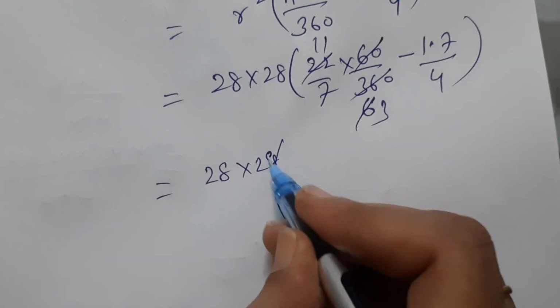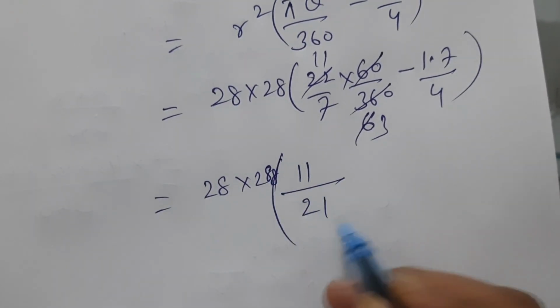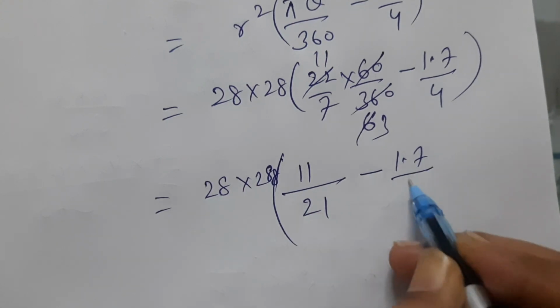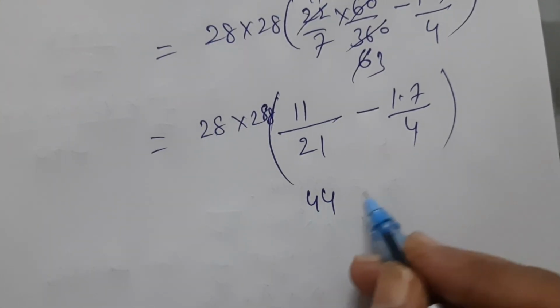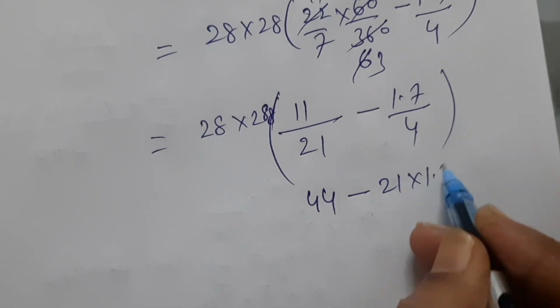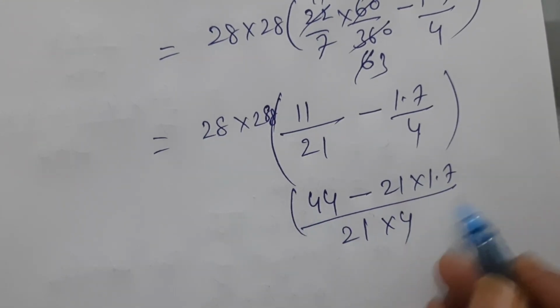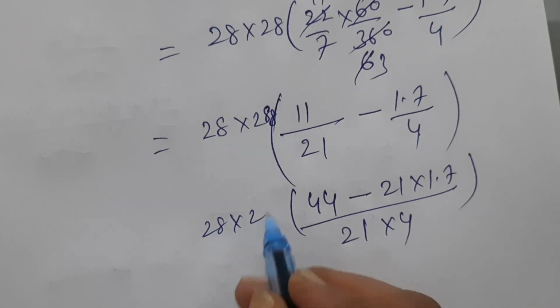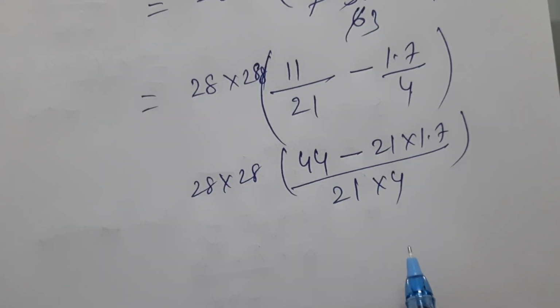Now 11 upon 21 minus 1.7 upon 4. So to get LCM 4 we will multiply here. 44 minus 21 multiplied by 1.7 whole over 21 into 4. Don't go for complete calculation. Try to keep it as it is as far as possible so that finally you can make the overall calculation.